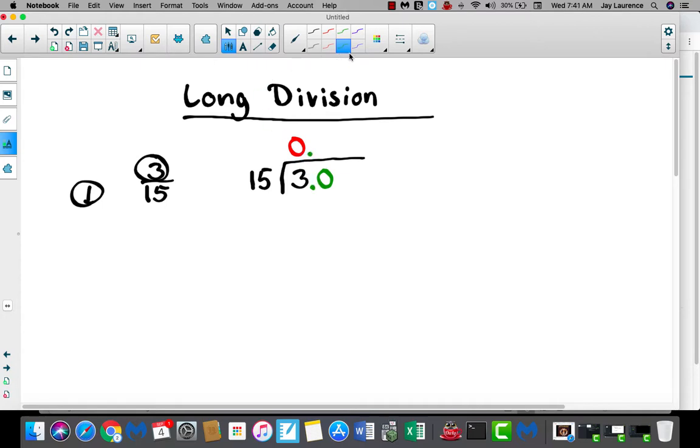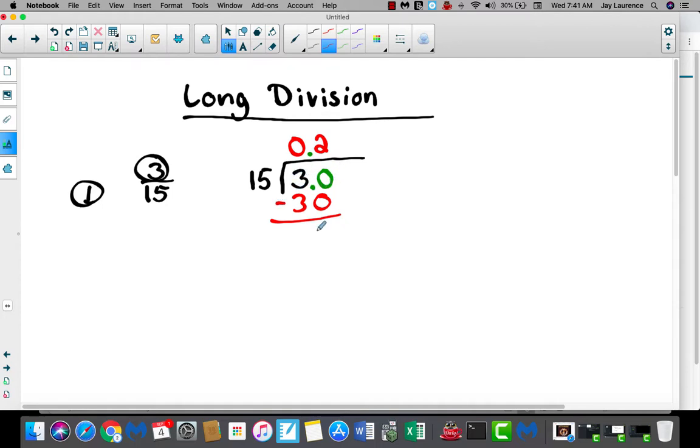Now I'm going to ask myself, how many times does 15 not go into 3, but 30? And I'm going to put the answer here. Well, 15 goes into 30 twice. So 2 times 15 is 30. And I'm just ignoring that decimal point. That decimal point is just to remind me I can put as many zeros back here as I want. But for purposes of what I'm doing, I'm treating this number as 30 and not 3 and 0/10.